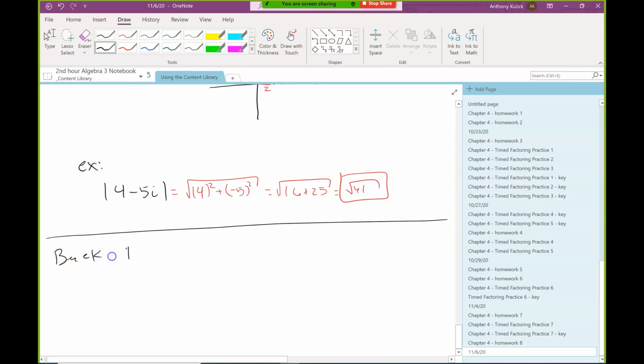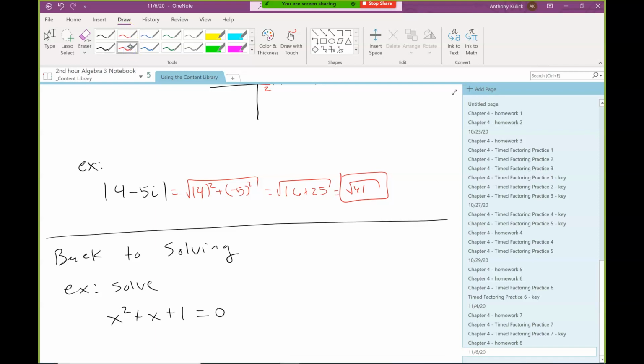So let's say we want to solve x squared plus x plus 1 equal to 0. How should I solve this? Well, first thing I would try to do is to factor this because it's in a convenient form for it to factor. Is this factorable? Are there two numbers that multiply to give me 1 and add to give me 1? No. Okay. So if it's not factorable, how am I going to solve it?